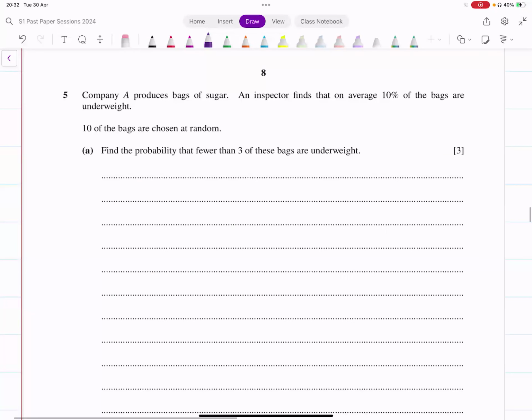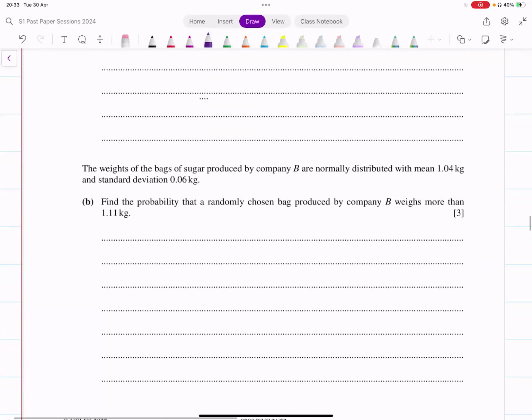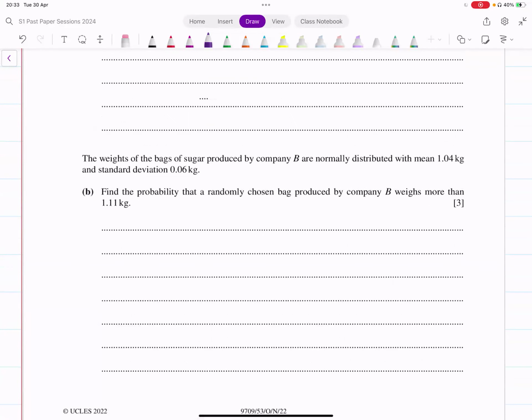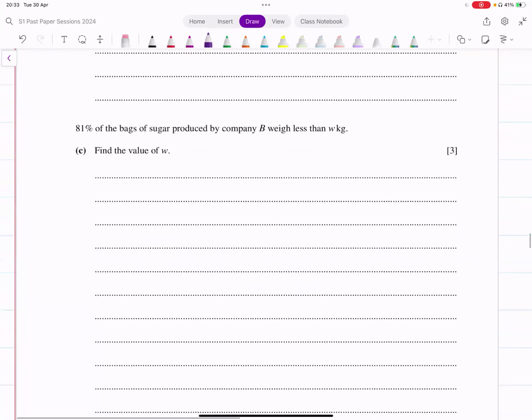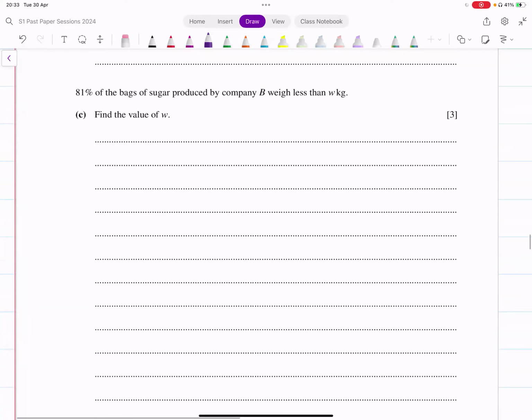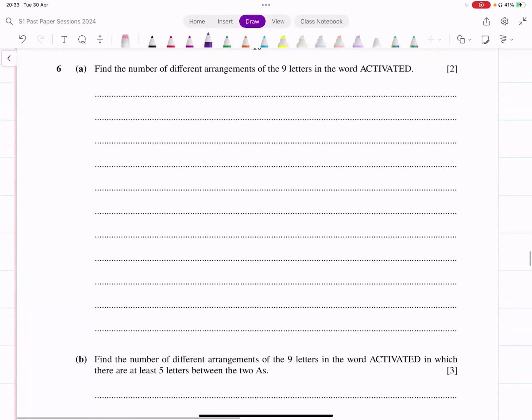Okay, this is binomial distribution, right? This is normal now. And this is inverse normal, because you have the probability given, you have to find the value of W. Okay, so you're saying that's doable. Let's do question number 6. That's the last question that we want to do today.